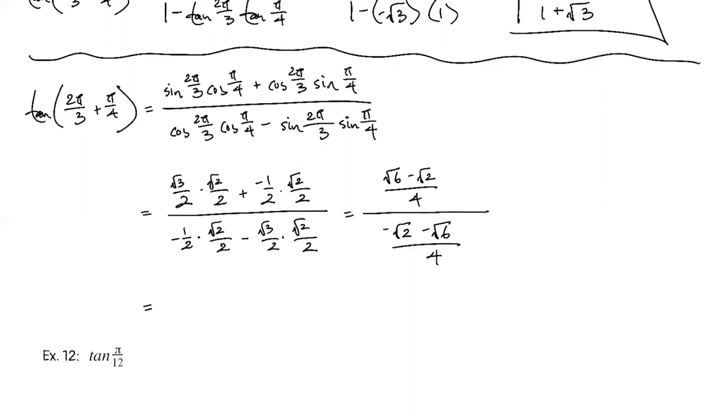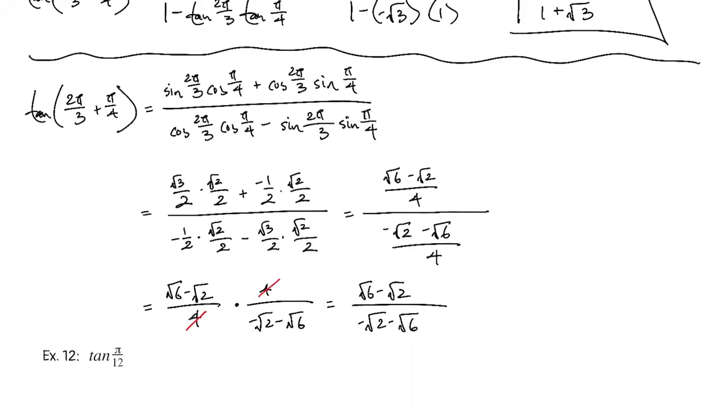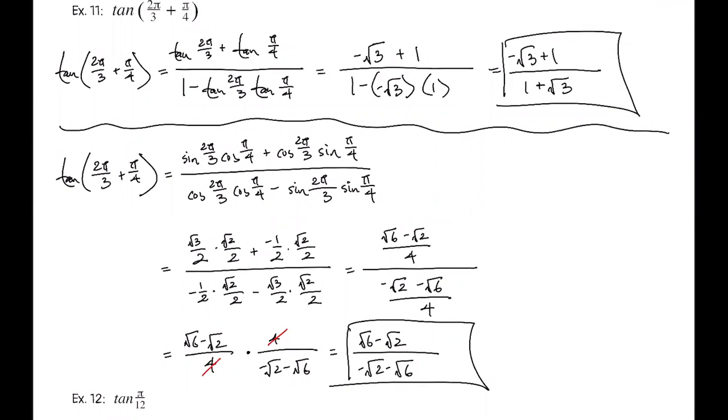And when we think about what we're doing here, we could rewrite it like keep the first fraction times flip the second fraction. And check this out, these 4's actually reduce. And so we'll end up with root 6 minus root 2 over negative root 2 minus root 6. And if you type this number into the calculator and you type this number into the calculator, they should be the same value. Okay.